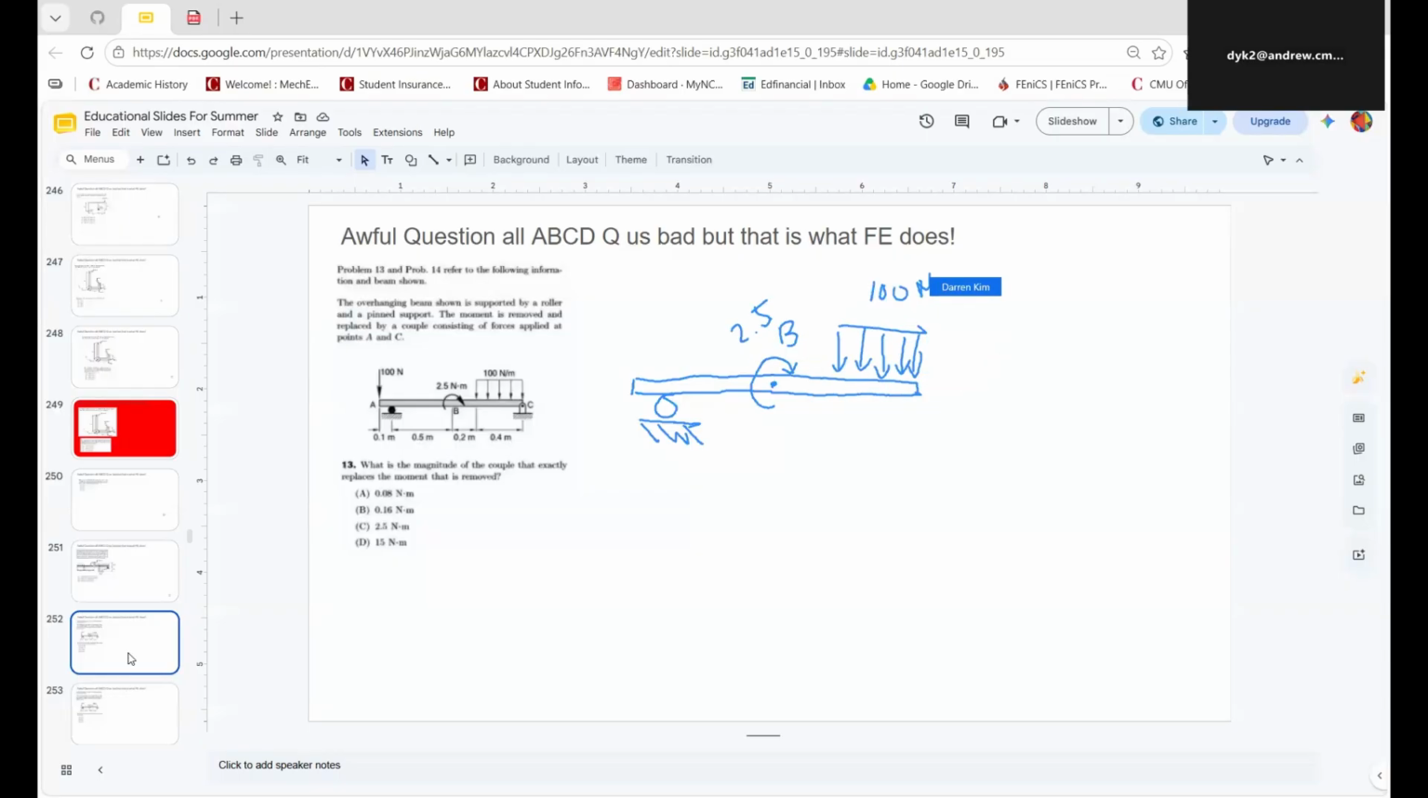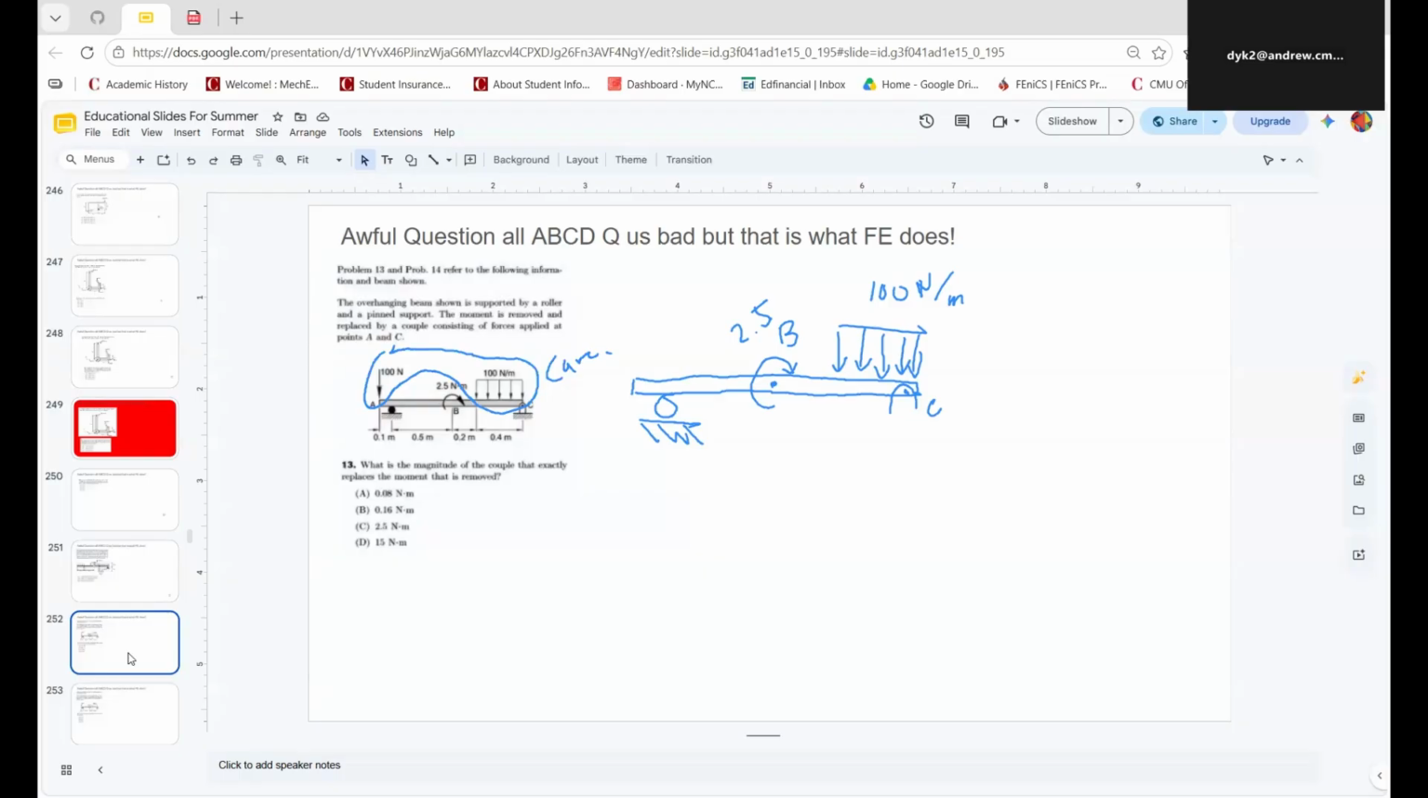So 100 newtons per meter in his C, right? So what is the magnitude of the couple that exactly replaces the moment that is removed? So again, these do not change, right? So we don't have to care about them, if I remember correctly. Yeah. Okay, I think I have, wait.